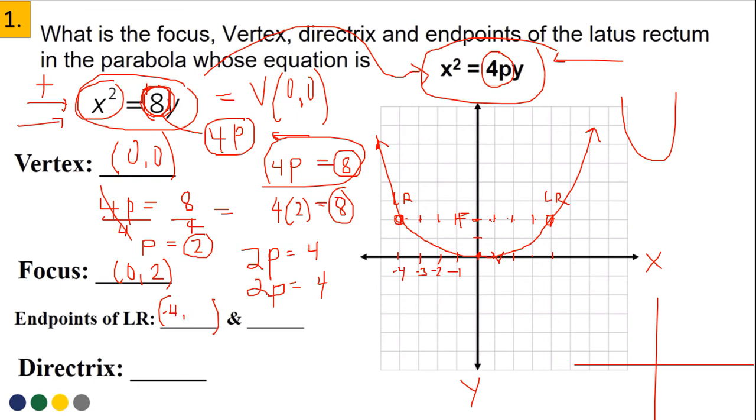Then, positive 2 kasi pataas. Next is, this is positive kasi to the right. 4, positive 2 kasi pataas. Yan. So, ganyan po ang pag-identify ng mga coordinates. Alam nyo naman yan, di ba? Sa rectangular coordinate system, i-apply natin yan dito sa parabola.